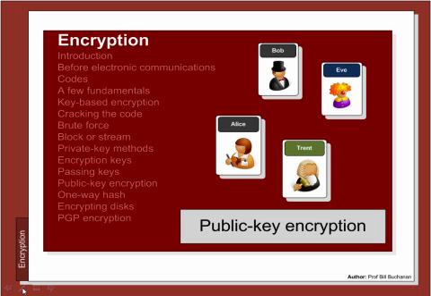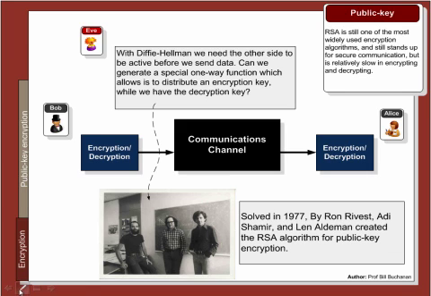Okay, in this part we look at public key encryption. So with the Diffie-Hellman method, we could actually pass secret keys. But it was proposed that it might be possible to create an algorithm where we can apply a key and then use a different key to reverse that action. And this was solved by Rivest, Shamir and Adleman with the RSA algorithm.